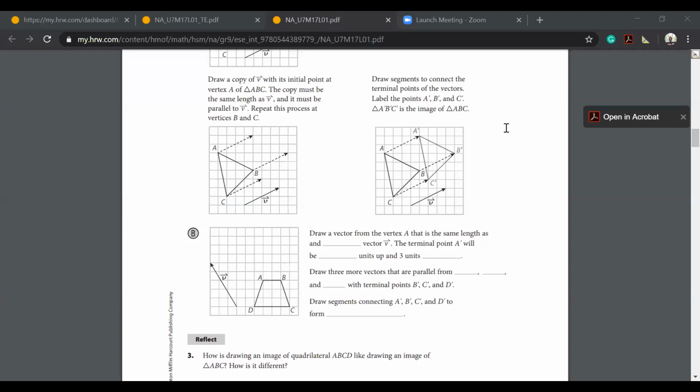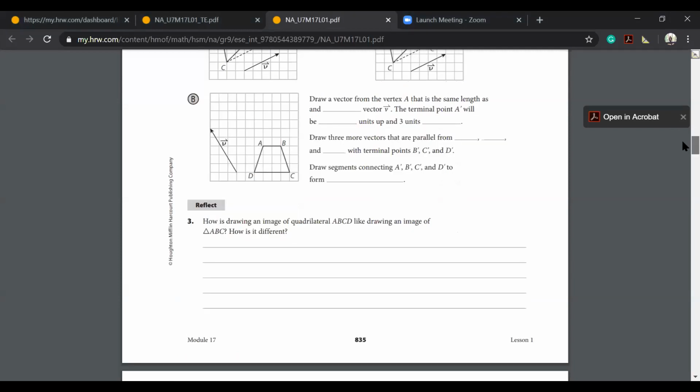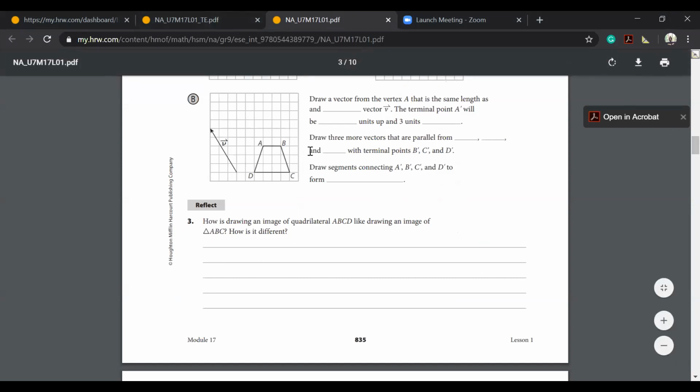Okay, today we are completing and finishing our lesson translation, lesson 17.1. I'm going to start by trying to solve the problems that I left for you as classwork or homework yesterday. In page 835, I left question B for you.